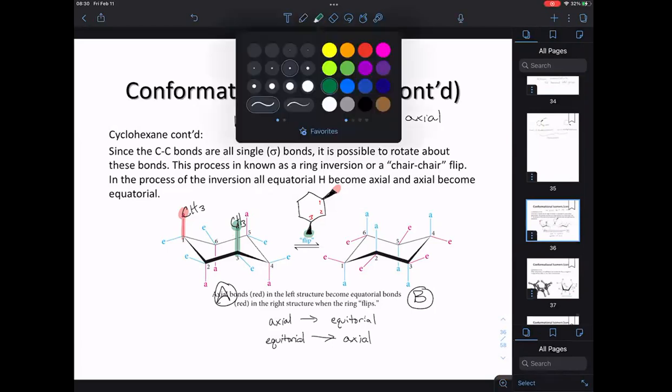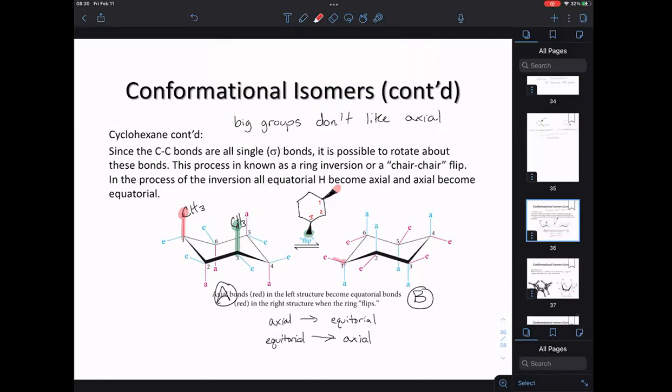All right, so again, using my color coding here, on carbon 1 this red bond flips and is now in the equatorial position. Same thing on carbon 3, this bond flips. So now my methyl groups are both in the equatorial position. So which conformation is going to be more stable, A or B?